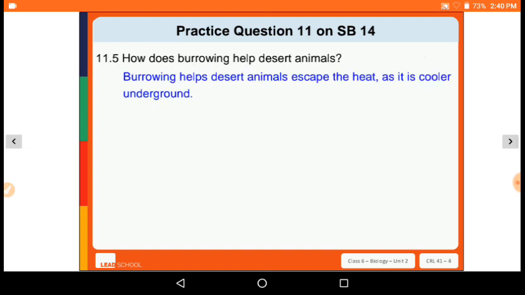Then question number 11.5: how does burrowing help desert animals? So the question is, how does burrowing help desert animals? We can write the answer like this: burrowing helps desert animals escape the heat as it is cooler underground. तो ये आंसर आपको लिखना है.